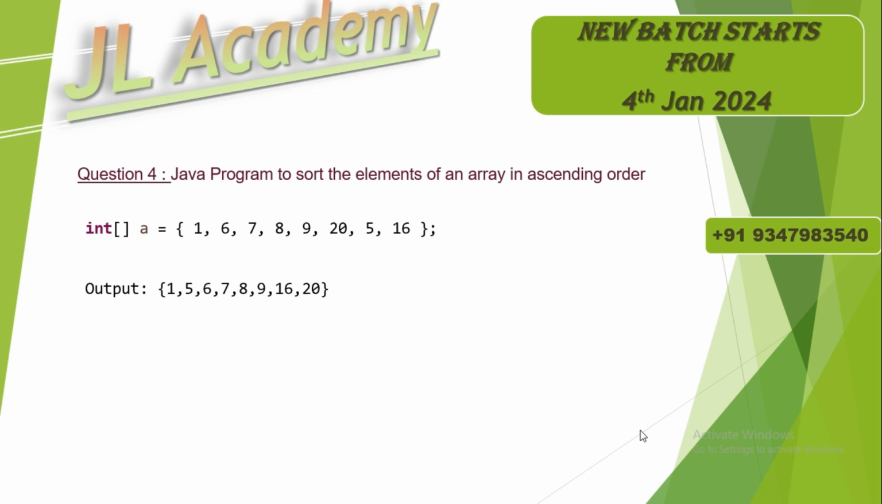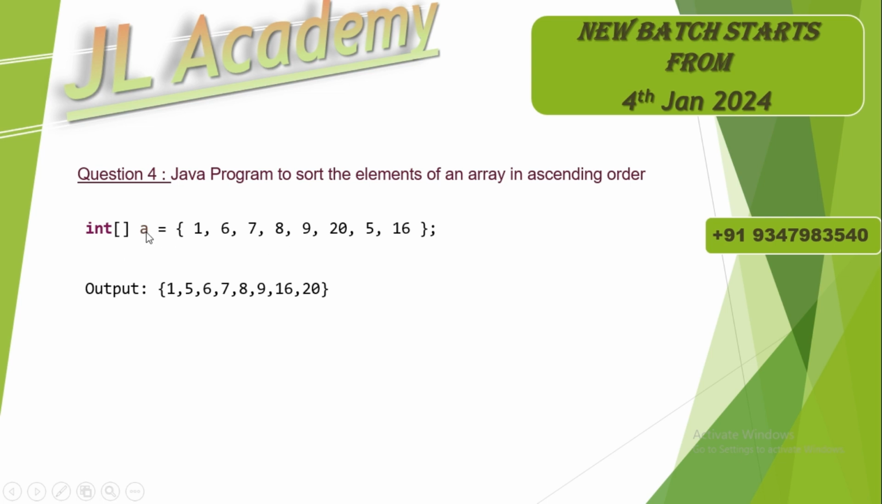Yesterday we saw the third question. Today we will see the fourth question. My requirement is I have an array, and I want to sort my elements in ascending order. For example, here this is an array.